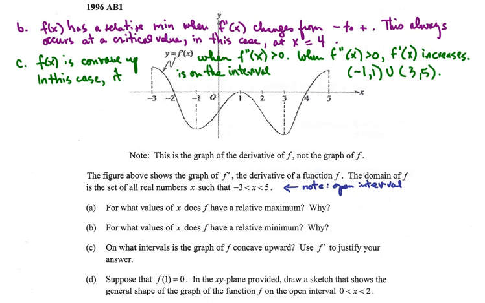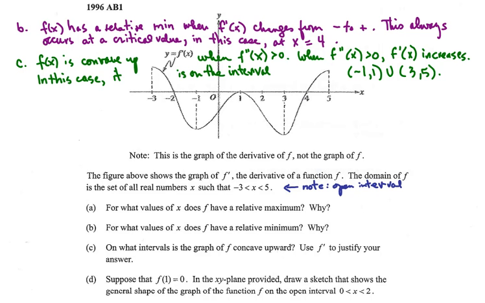So before I start in part D, it asks me to suppose that f of 1 is 0. That gives us a starting point. In the xy plane provided, we want to draw a sketch that shows the general shape of the graph of the function f on the open interval from x equals 0 to x equals 2. So I'm just going to make some notes about what's happening in the original function based on what I can see in the graph of the first derivative.